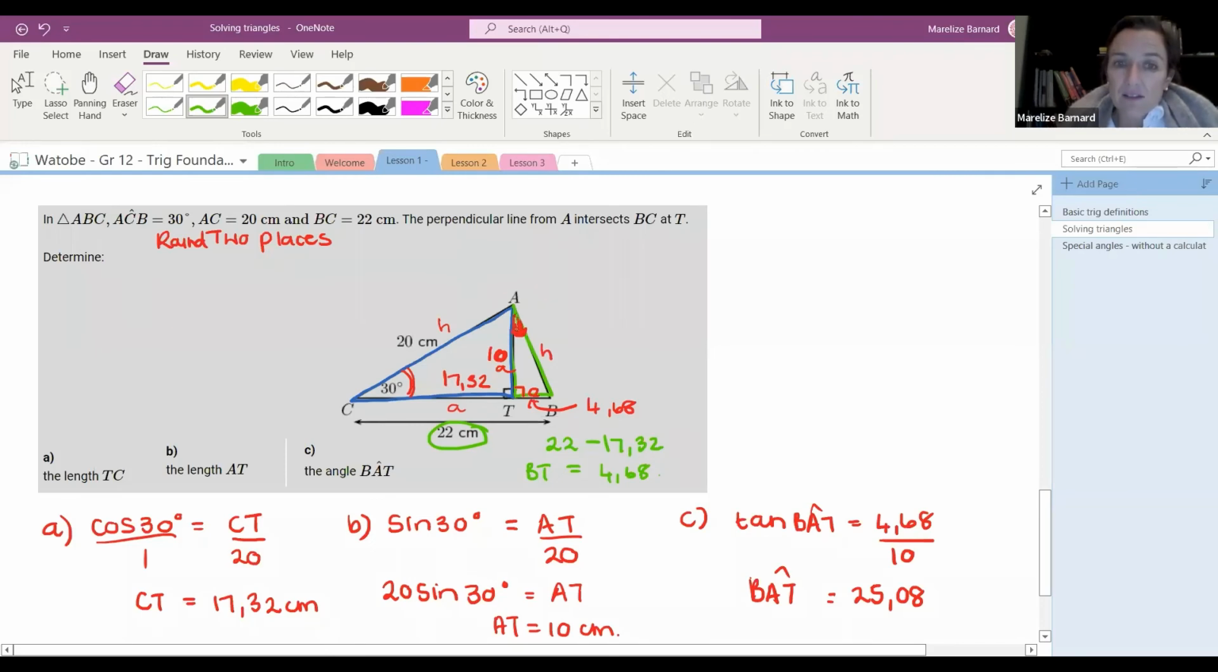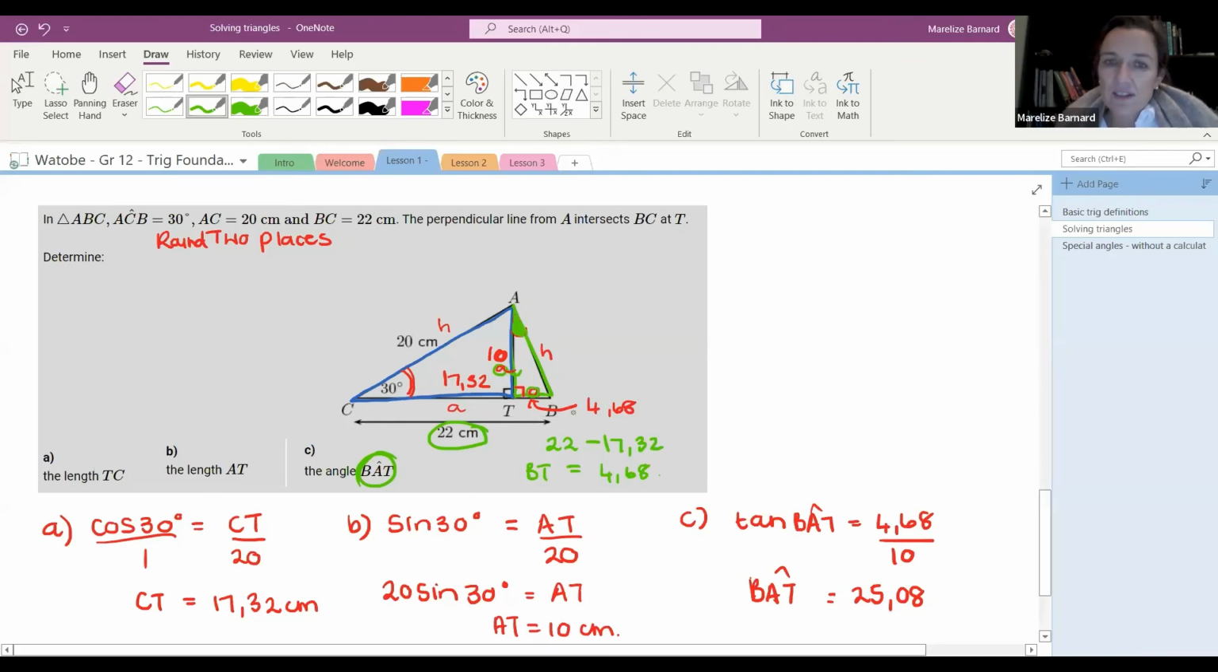This is the angle, this one that I've highlighted here in red, and now I'm scratching in green. This is the angle we're looking for, BAT. Across from it is the side that we just found, so that's opposite. And next to it is the other side that we have just found, which is the adjacent side. So it's opposite and adjacent, so we use tan.